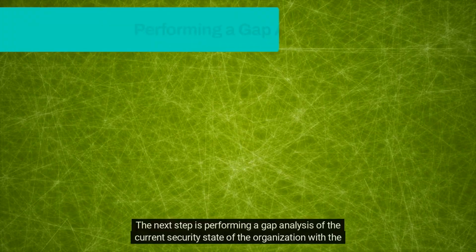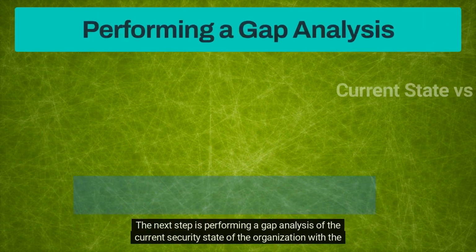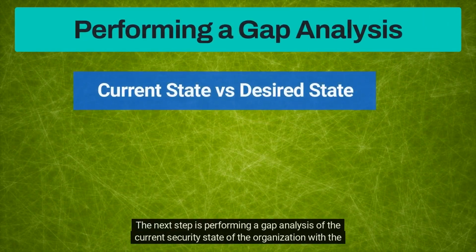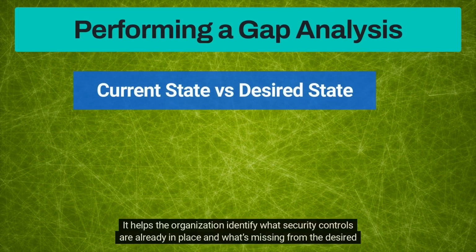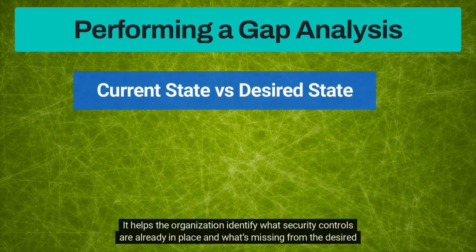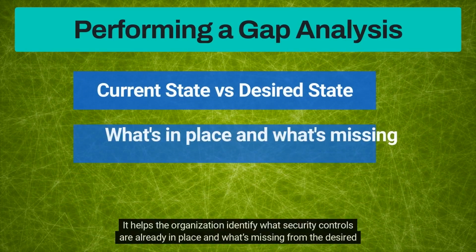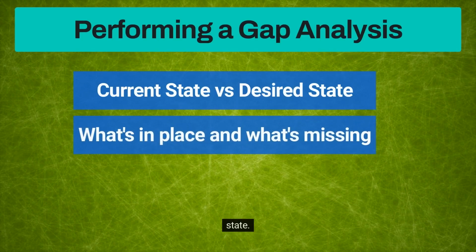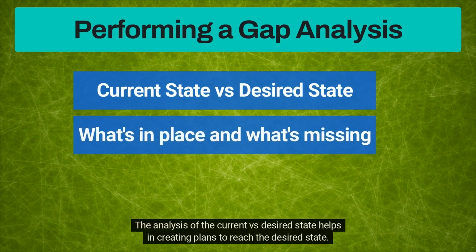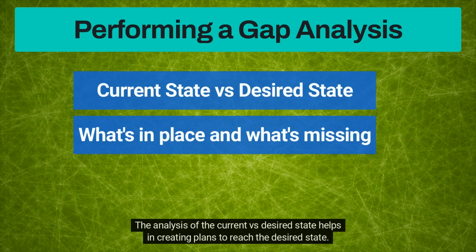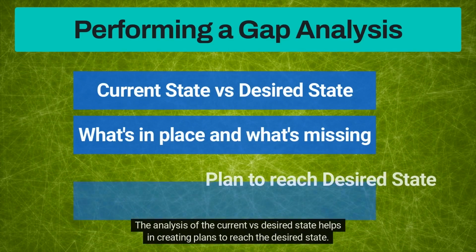The next step is performing a gap analysis of the current security state of the organization with the desired state. It helps the organization identify what security controls are already in place and what's missing from the desired state. The analysis of the current versus desired state helps in creating plans to reach the desired state.